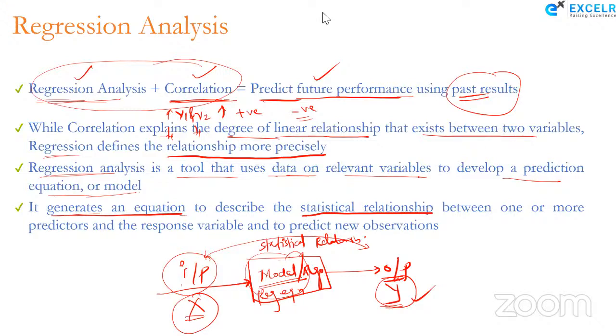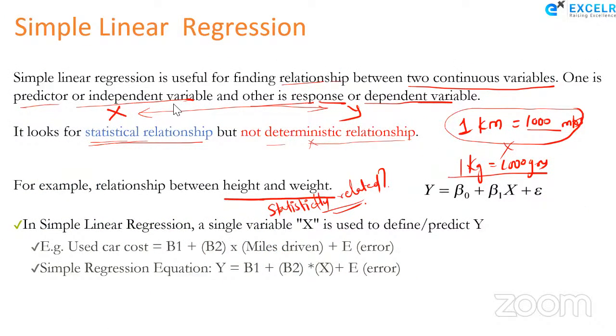Our goal is to find or describe the statistical relationship between the input variable and output variable in the form of a regression equation or a model or algorithm, whatever you call it. Okay, guys. So simple linear regression is useful to find the relationship, and that too the statistical relationship, between any two variables such that we should be able to model the relationship between those input and output variables. Let us find out using an example.